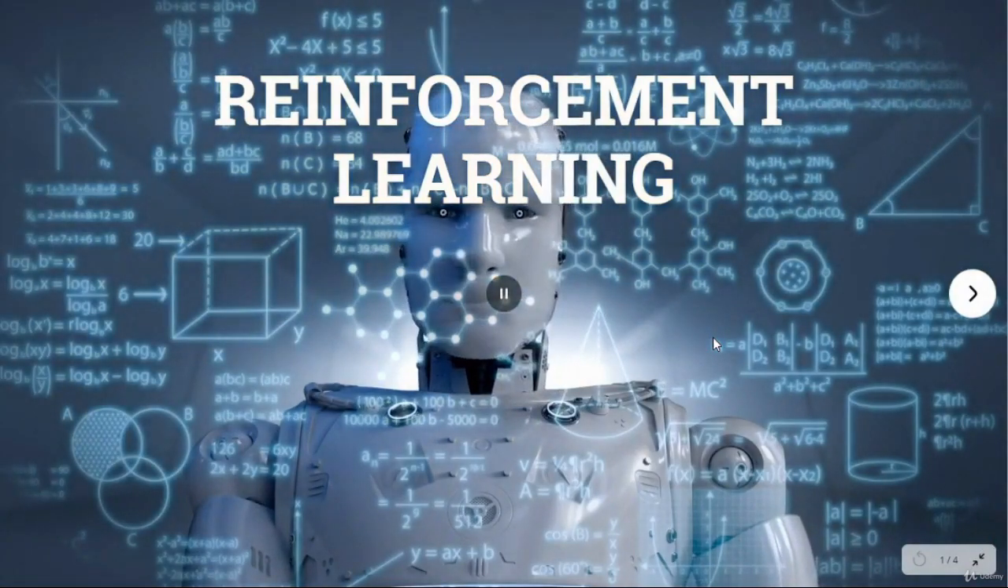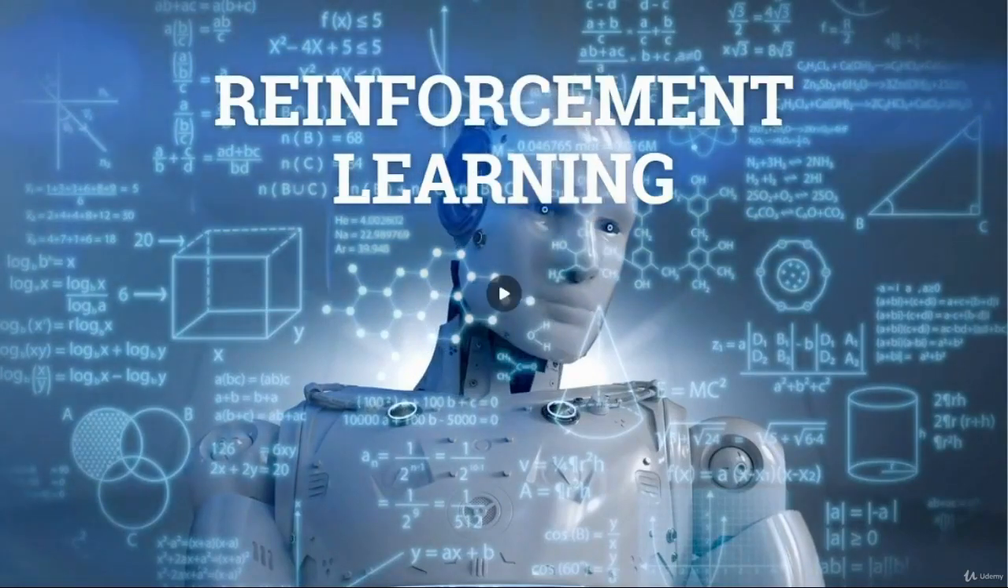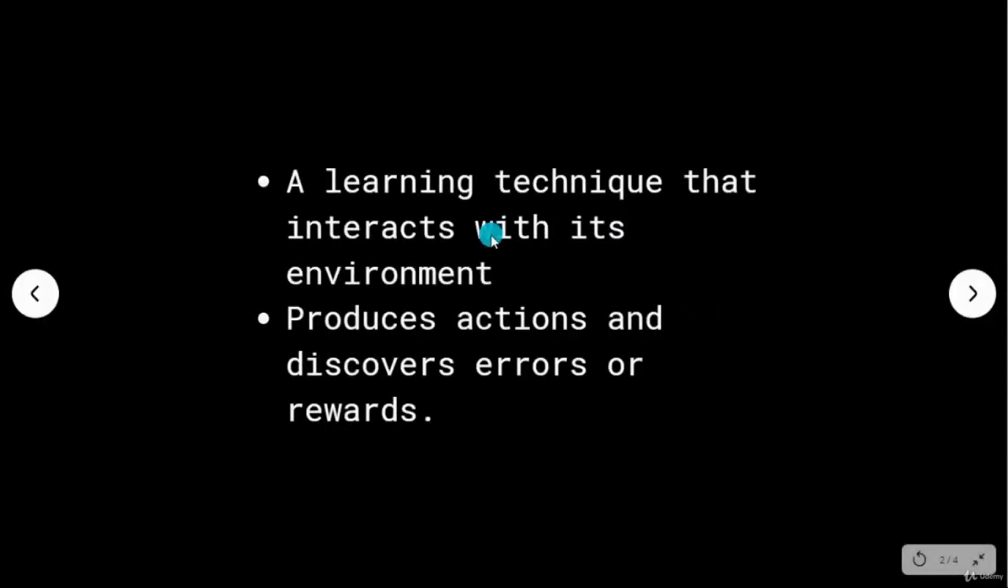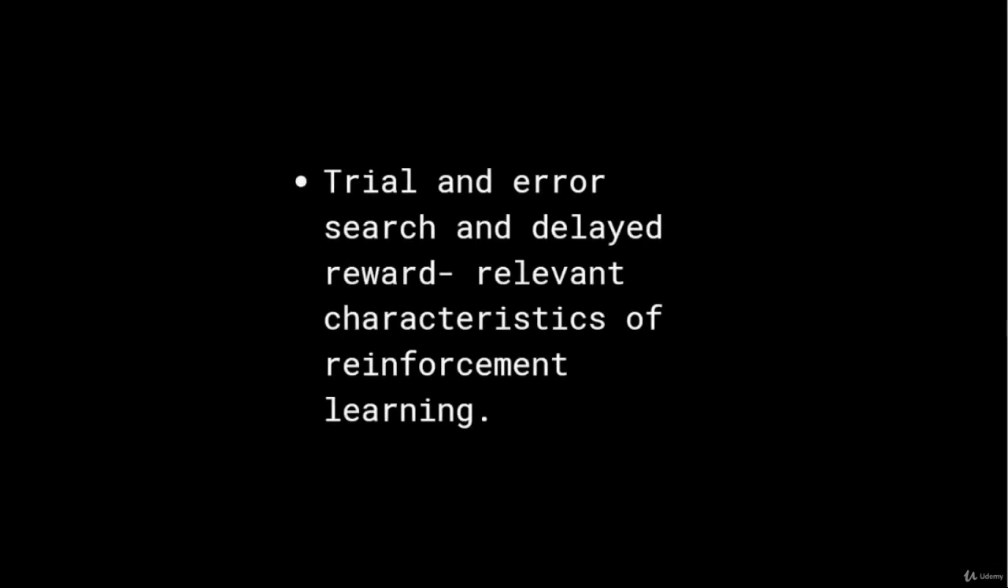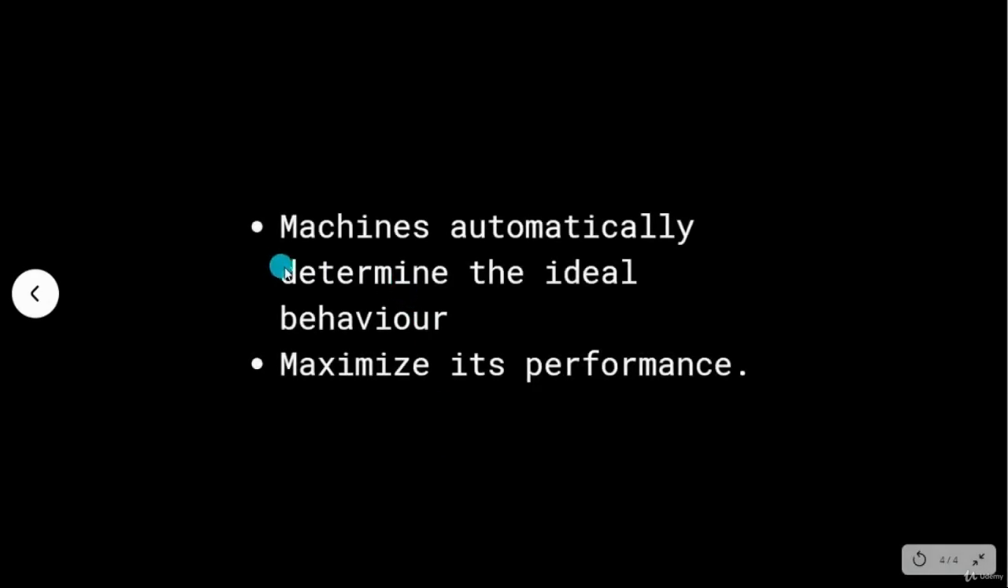Moving on to the third type, we have reinforcement learning. Reinforcement machine learning algorithm is a learning technique that interacts with its environment by producing actions and discovers errors or rewards. Trial and error search and delayed reward are the most relevant characteristics of reinforcement learning. This enables machines to automatically determine the ideal behavior within the specific context in order to maximize its performance.